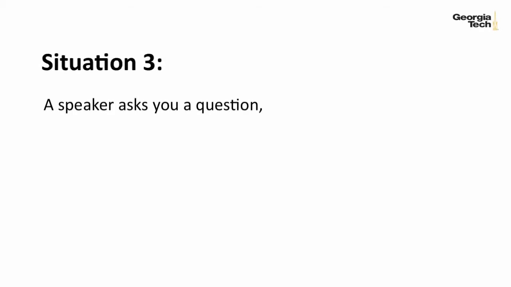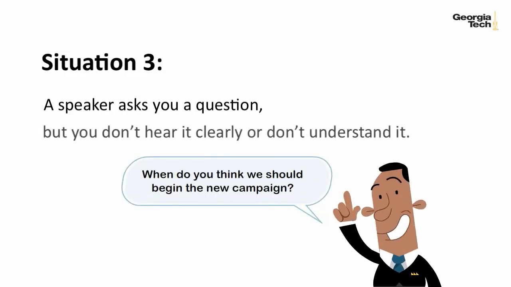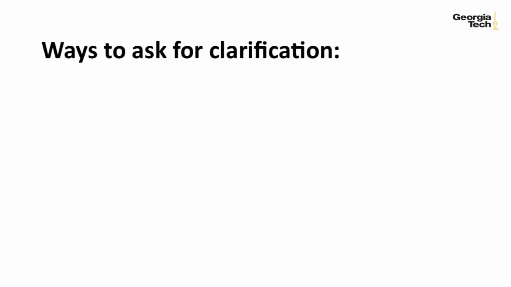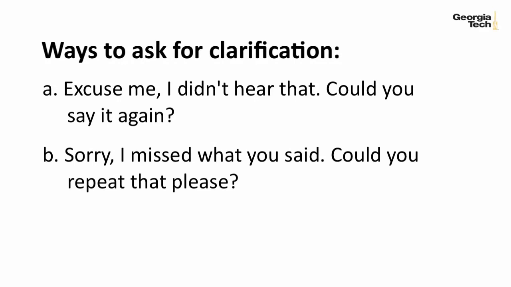This time, a speaker asks you a question. "When do you think we should begin the new campaign?" But you don't hear it clearly or don't understand it. What can you say in this situation? Good. You will need language to clarify. You can ask questions like, excuse me, I didn't hear that. Could you say it again? Sorry, I missed what you said. Could you repeat that, please?